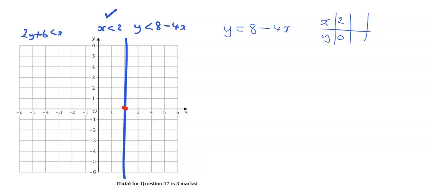And if I make x equal to 1, 8 minus 4 is 4, so the point 1, 4 is on the line, which is there. And so I should now be able to join those points up and make my line.